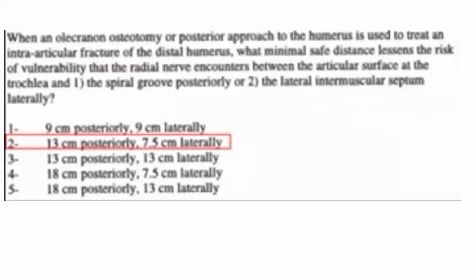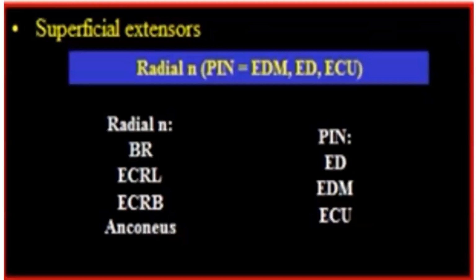By the way, if you're operating on the shaft of the humerus, where is the radial nerve? It usually perforates the lateral intermuscular septum at a distance of 7.5 centimeters from the epicondyle and 13 centimeters from the posterior structures. Be careful. This is the level at which the radial nerve is. We asked this question because it's a must.